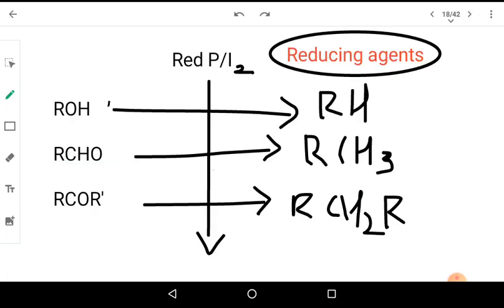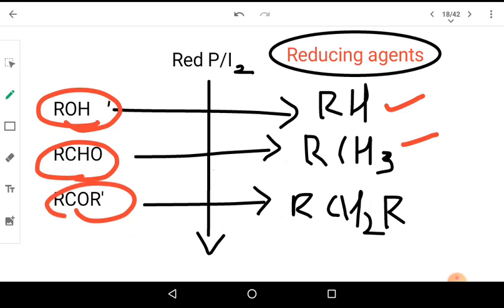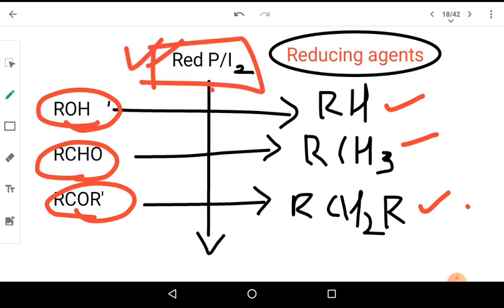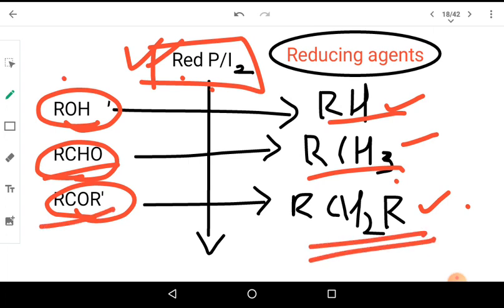So let's move on to the next one, that is conversion of alcohols to alkanes, aldehydes to alkanes, and also ketones to alkanes. For all these three conversions, we can use red phosphorus in the presence of iodine, and this is going to act as the reducing agent. It is a weak reducing agent which can convert alcohols to alkanes, aldehydes to alkanes, and ketones to alkanes. But for aldehydes and ketones, we generally use Clemmensen or Wolff-Kishner reduction rather than red phosphorus and iodine.